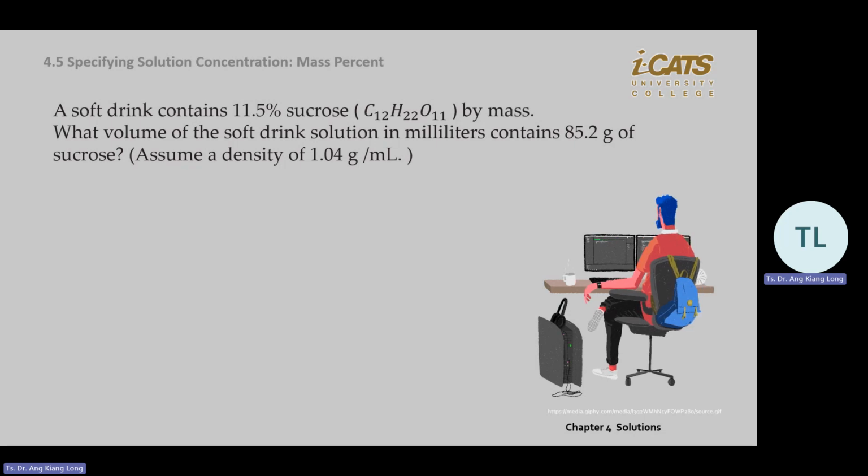So this is the first one. What volume of the soft drink solution in milliliters? So this question forces you to do unit conversion in milliliters, containing 85.2 gram of sucrose, and then it gives you the density. Okay, so maybe you spend some time thinking about how you do it. The question asks you about volume.